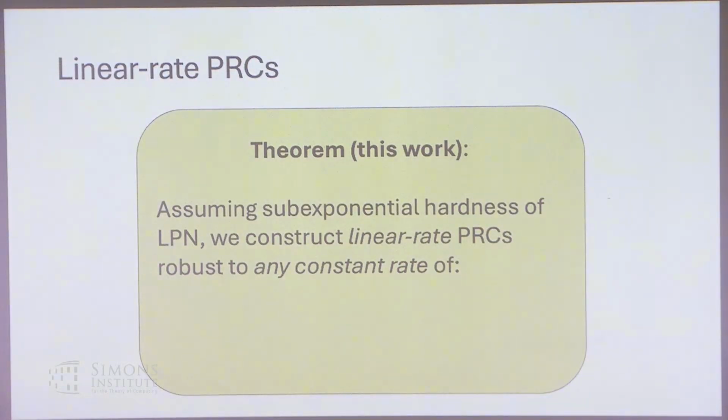So our main result in terms of our pseudorandom code is that we construct it assuming subexponential hardness of LPN, and it has linear rate, and it's also robust to any constant rate of worst case bit flips. I have an asterisk here because it's a little bit of a weird definition of worst case. Noah will show you a bit of a stronger notion of worst case robustness in his talk.